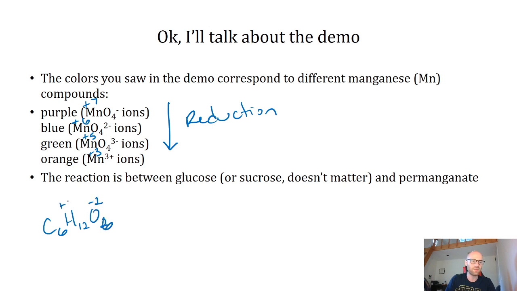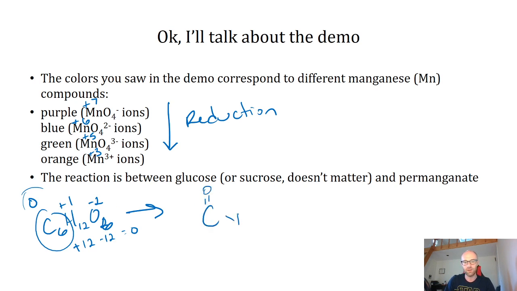Each oxygen's a -2, each hydrogen's a +1. That's +12 minus 12 equals 0. That means the carbons are on average neutral. They're not all neutral. Some of them are positive, some are negative, but it adds up to neutral. Through reaction, these carbons will be oxidized and you'll get a whole host of compounds that pop out, compounds like this and compounds like this, where the oxidation numbers for carbon have now changed. And that's what's going to really drive this process.